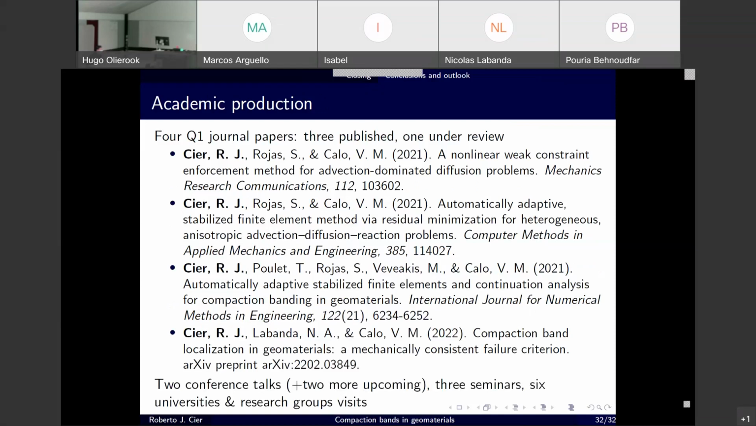This is just a slide to show all the work produced during this period. We ended up publishing 3 papers. We've got 1 in review. Conference talks and visiting when we could go out. But yeah, it's been a productive time, I think. Thank you.